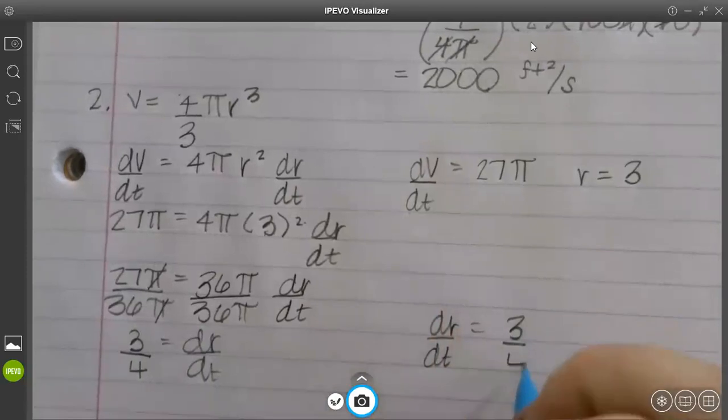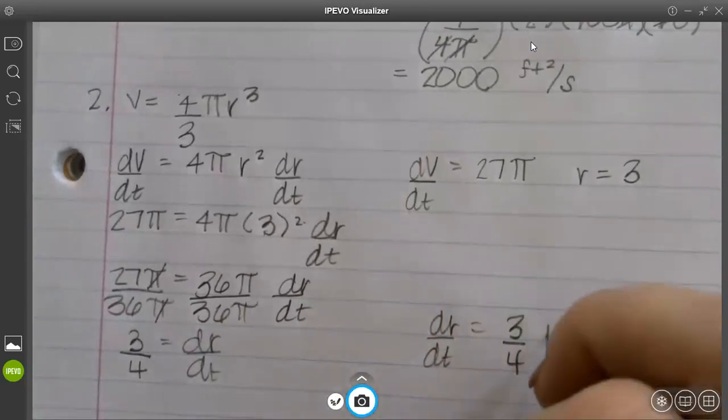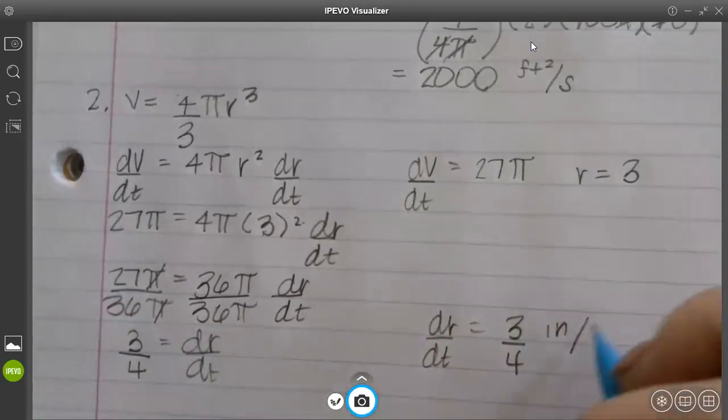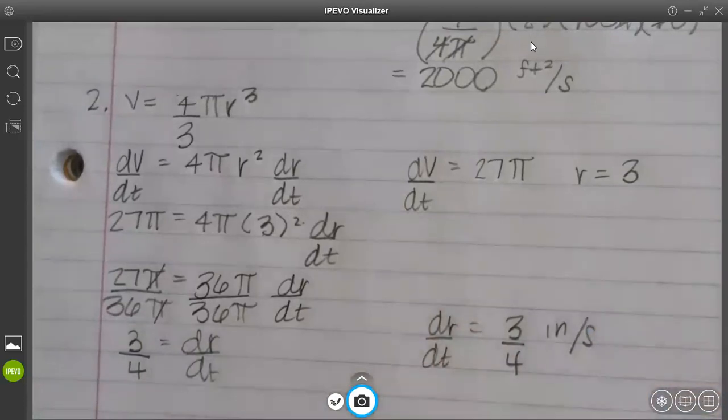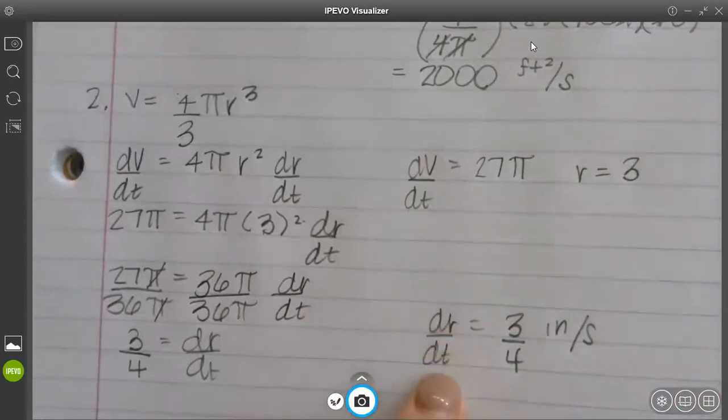What's your units? Your radius was in inches. Your time was in seconds. Why is it not cubed? It would be the volume. So if we had dV over dt, then yes, it would be inches cubed over whatever time we had. Our time was seconds. So this little thing right here will tell you what your units are.